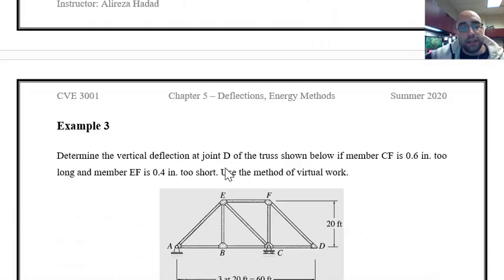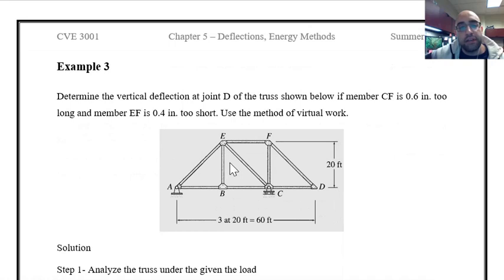That was the second example, and over here you can see we have the third example. As you can see, it is showing us the situation of having members with initial length different than the actual length that we need in the truss. And because of that, we have to find the forces and deflections that we have in the truss. As you can see, it is saying determine the vertical deflection at joint D, this joint over here.